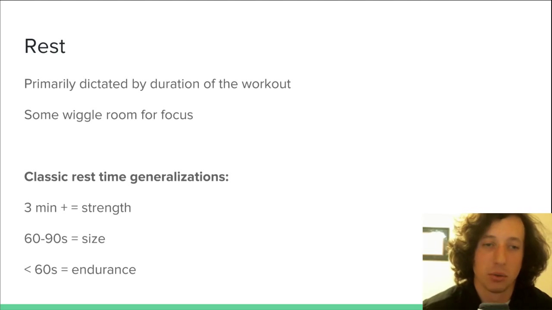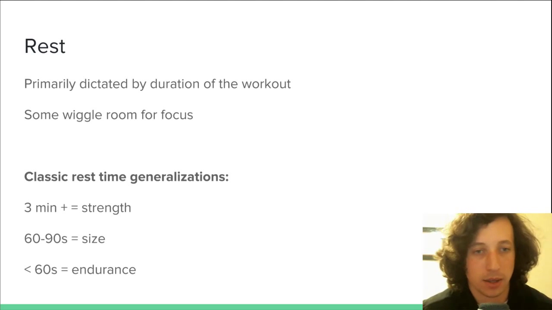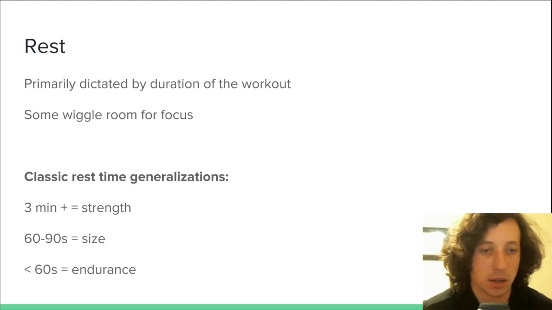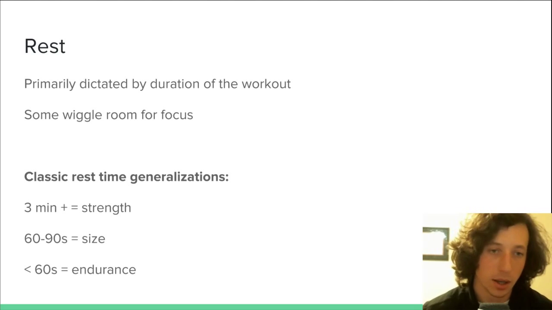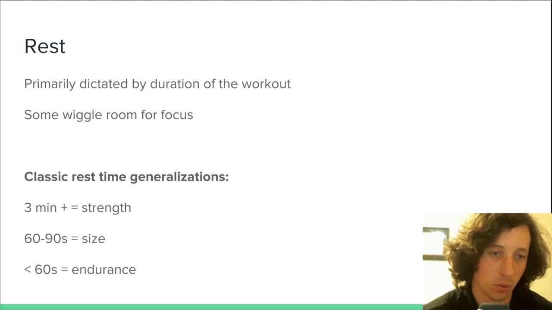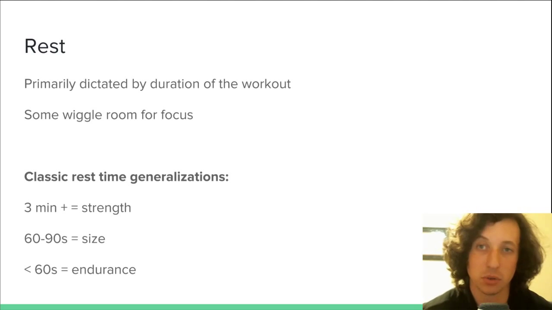So some classic rest time generalizations are 3 or more minutes of rest when you're training for strength, 60 to 90 seconds of rest when you're training for size, and less than 60 seconds of rest when you're training for endurance. But it is completely moronic to write an entire workout program for a 30-minute workout with 5-minute rest intervals. You're going to finish with one exercise if you do that.